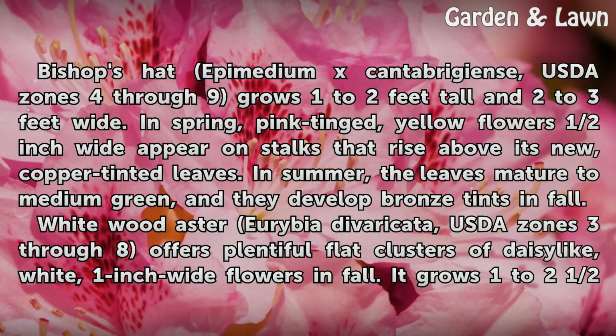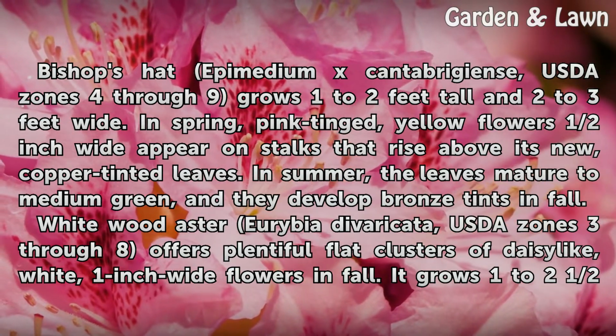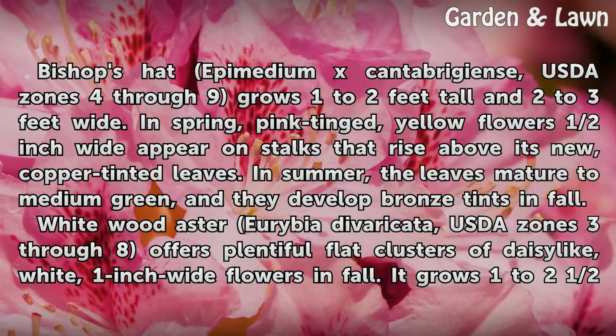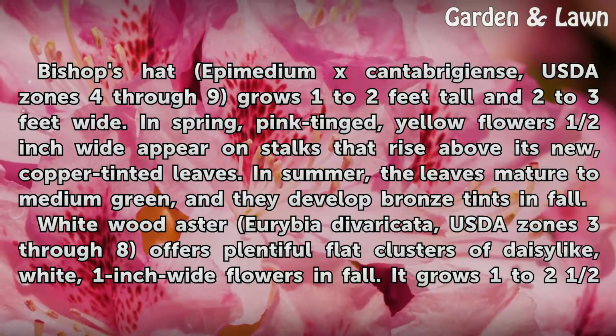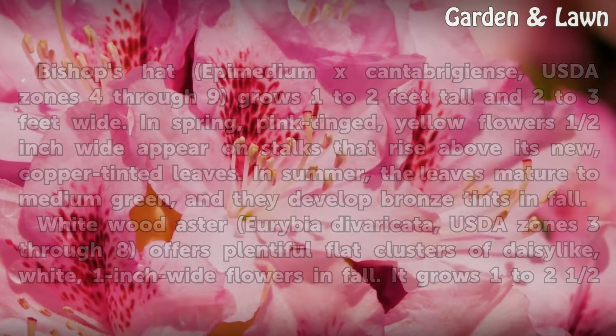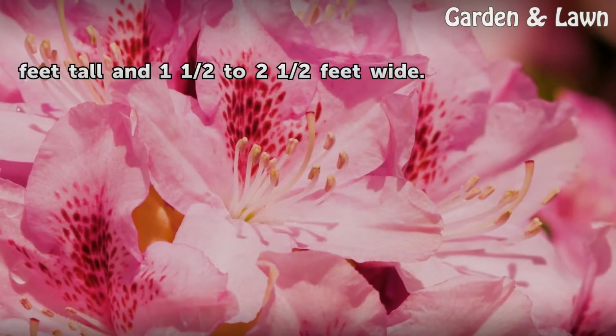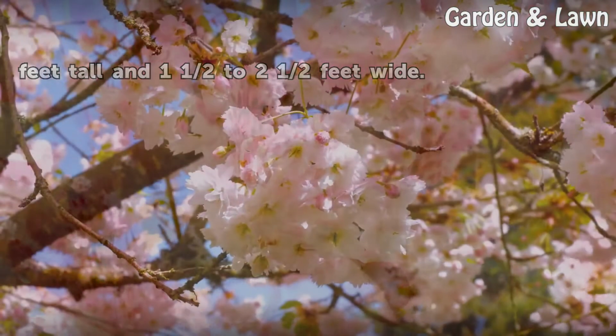Whitewood aster, Eurybia divaricata, USDA zones 3 through 8, offers plentiful flat clusters of daisy-like, white, 1-inch wide flowers in fall. It grows 1 to 2.5 feet tall and 1.5 to 2.5 feet wide.